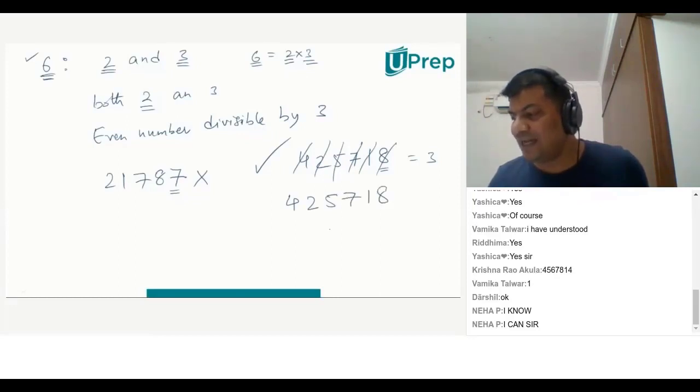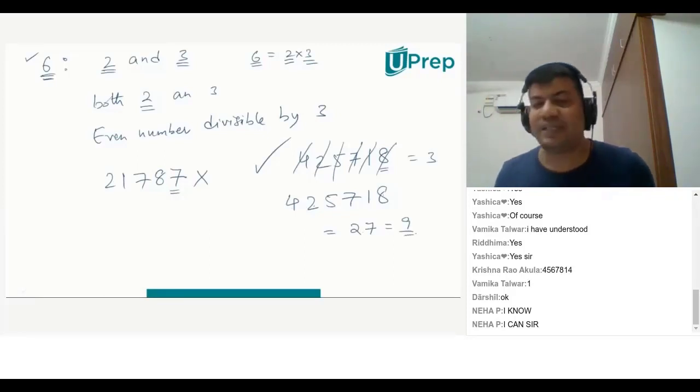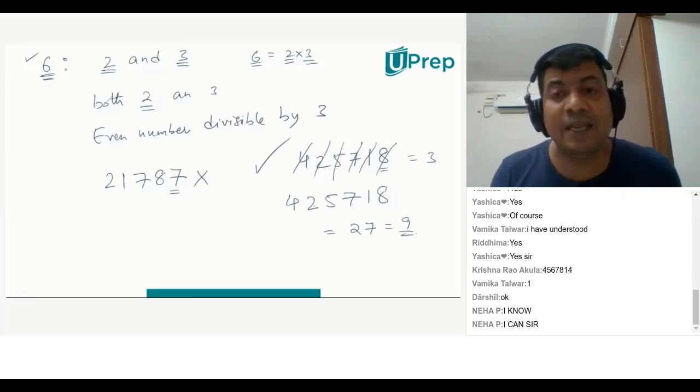425,718. You will add them. 4 plus 2 is 6. 6 plus 5 is 11. 11 plus 7 is 18. Plus 1 is 19. 19 plus 8 is 27. 27 is 2 plus 7, which is 9. Is 9 divisible by 3? Yes, it is divisible by 3.